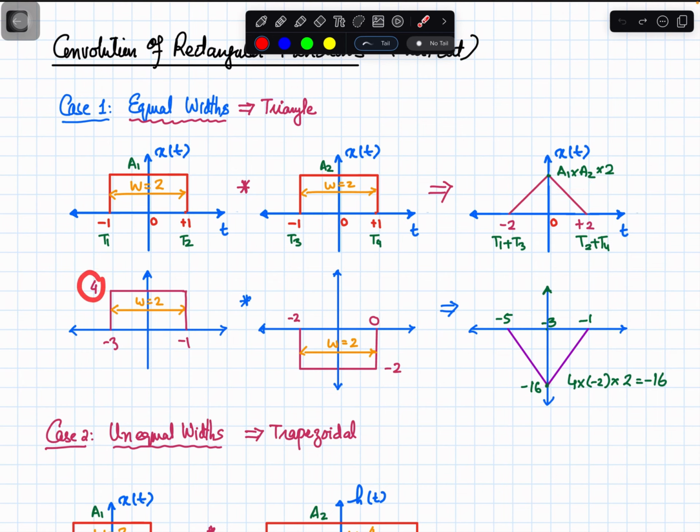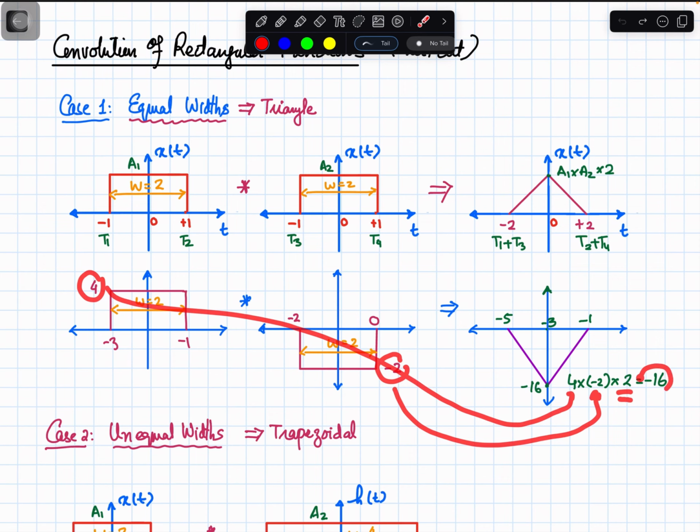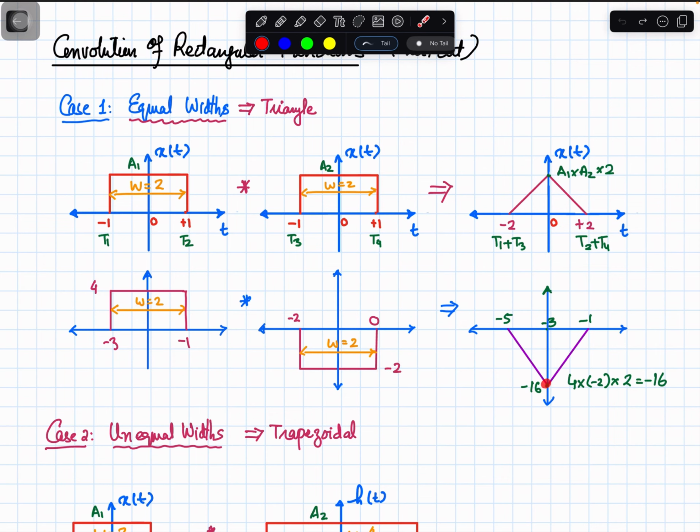So, the magnitude over here is 4 and the magnitude over here is minus 2, and then we are going to multiply it by 2, so that is minus 16. So, for this particular example, the magnitude of this triangular waveform will be minus 16, right? So, you can easily work out the convolution of two rectangular functions or two rectangular pulses.